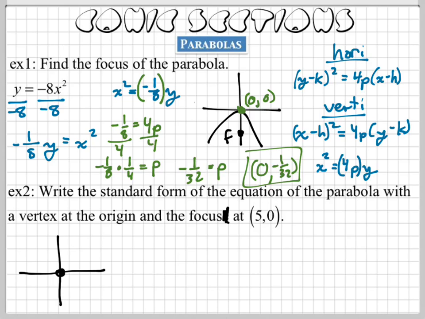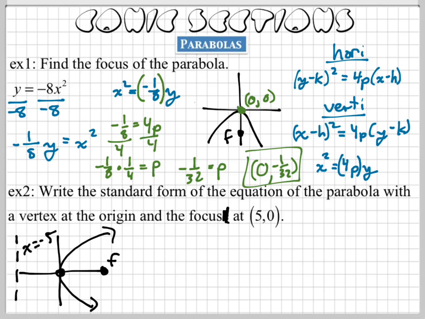So 5, 0 would go up, down, left, or right. 5, 0. Right there. There's your focus point. And so here is your parabola. Now we have to write the equation for it. Do you guys know what the directrix would be? You guys remember that from yesterday? I only showed it to you once. Directrix would be at x equals negative 5 because we go the opposite way to find our directrix. That's just kind of on the side.